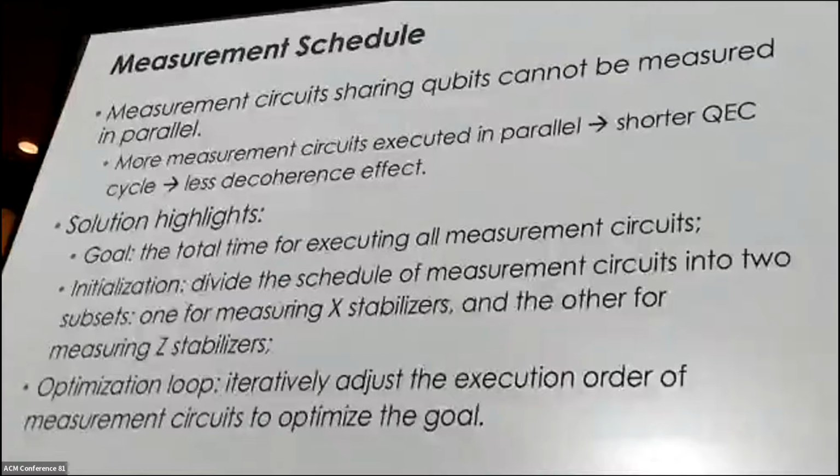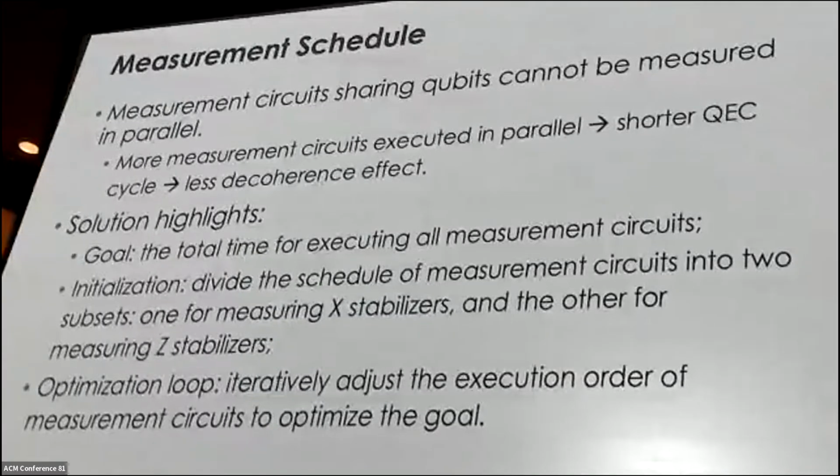So with data qubits and the bridge trees fixed, we finally need to determine the execution order of measurement circuits. The constraint of measurement circuit scheduling is that measurement circuits that share qubits cannot be executed in parallel due to the resource conflict. So when there are many resource conflicts between measurement circuits, the execution order of measurement circuits will greatly affect the time of error detection.